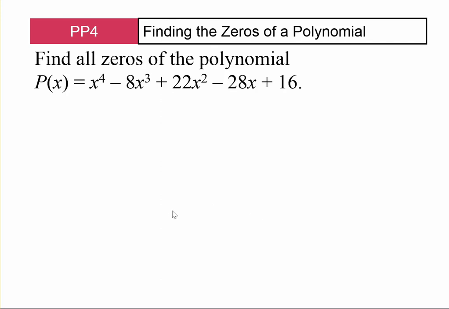So starting here, let's go with P over Q. So P would be all the factors of 16. There are quite a bit of them here. How about plus or minus 1, plus or minus 2, plus or minus 4, right, because 4 times 4 is 16, plus or minus 8, and plus or minus 16.